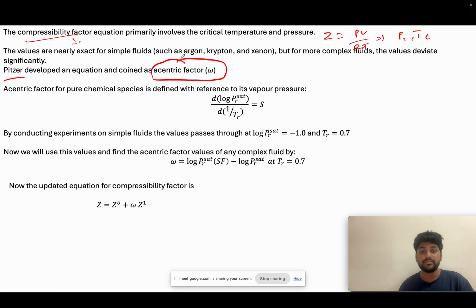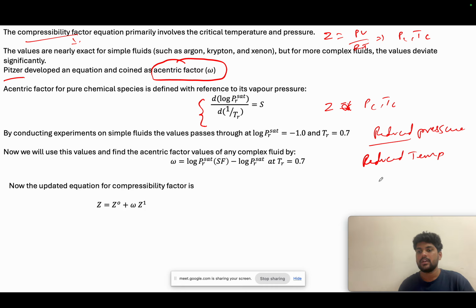So what he has done was, initially the equation Z is dependent on the critical temperature and pressure. Now he has derived a new equation, based on the slope of the reduced pressure. I will discuss the reduced pressure, I think this is also explained in the class, reduced pressure or reduced temperature, which deals with TR equal to T divided by T critical, and PR is P divided by P critical.